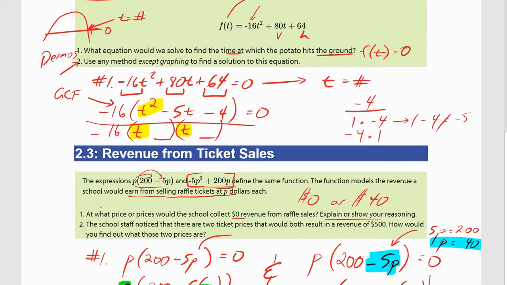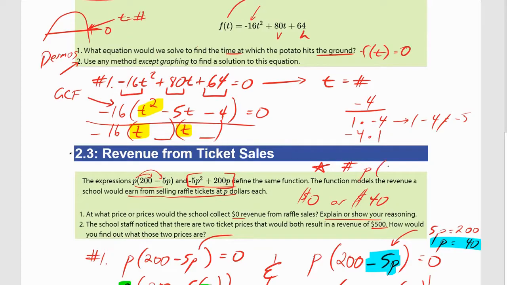All right, so number 2, the school staff noticed that there were two ticket prices that would both result in revenue of 500 bucks. How would you find out what those prices are? Ooh. All right, this is an interesting one. So go ahead and number 2, I'll write it over here, and this is for you. Okay, this is a good one.